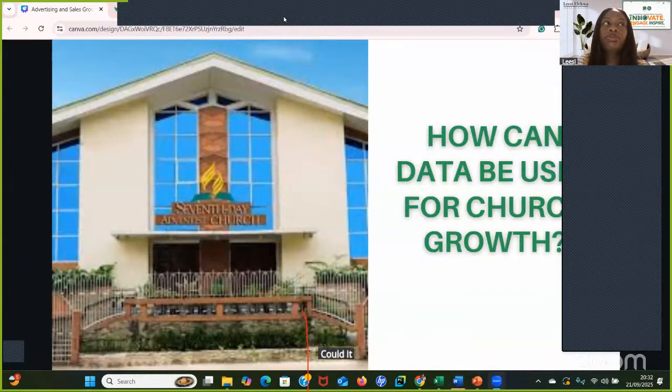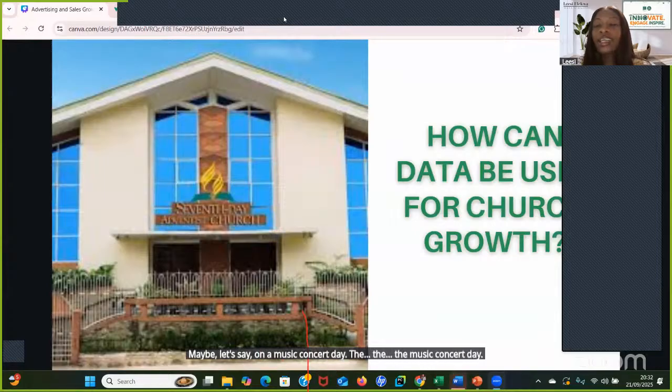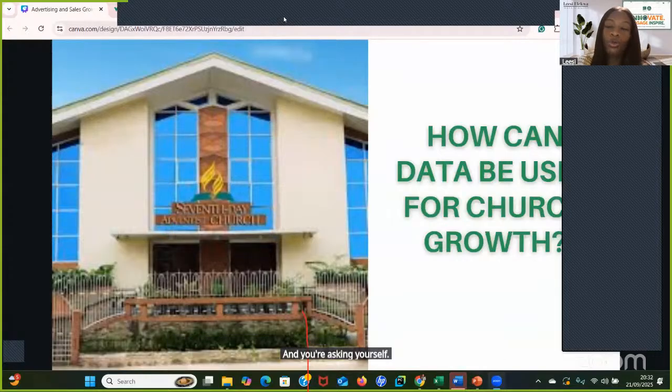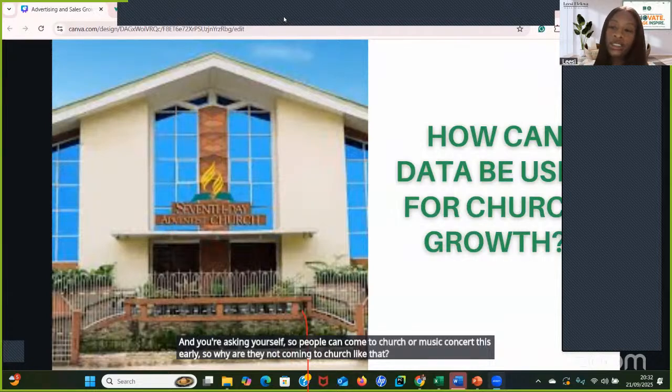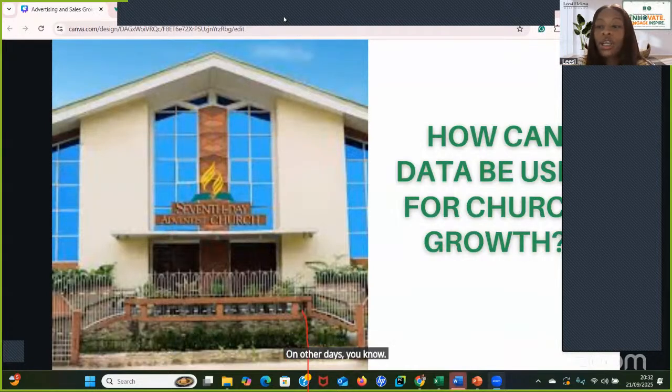Could it be that you look at the data and you say, okay, this particular Sabbath, maybe on a music concert day, the attendance from the beginning of the Sabbath school is very high compared to other Sabbaths. And you're asking yourself, so people can come to church this early on music concert day, so why are they not coming like that on other days? These kinds of insights can help you make informed decisions and find out exactly why people do what they do, and then proffer solutions to it.